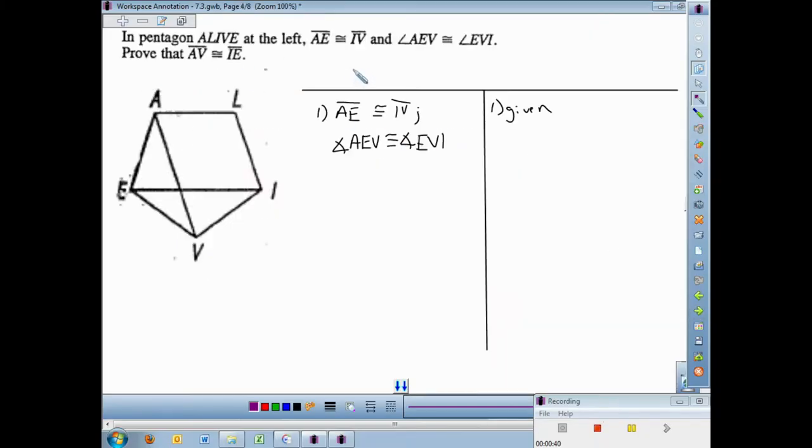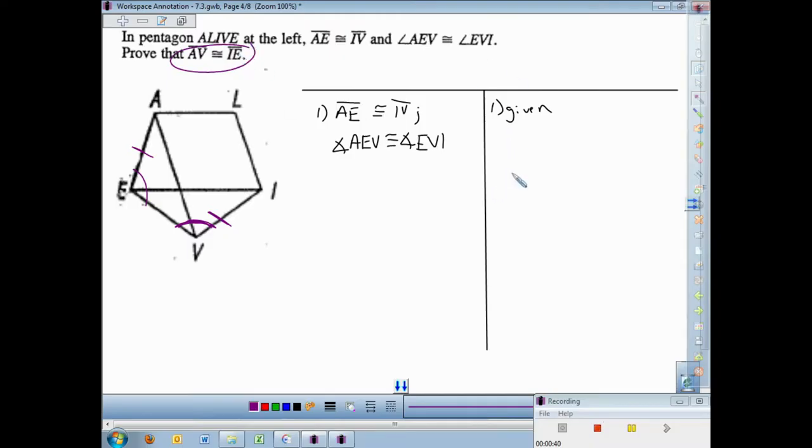Let's write down all the given and mark it. They say segment AE is congruent to segment IV. Angle AEV, that's from A to E to V. This whole angle right here, angle AEV, let me just put a single arc mark in it. Angle AEV is congruent to angle EVI. That's this whole angle right here. Prove that these two guys are congruent. So I got all that given.